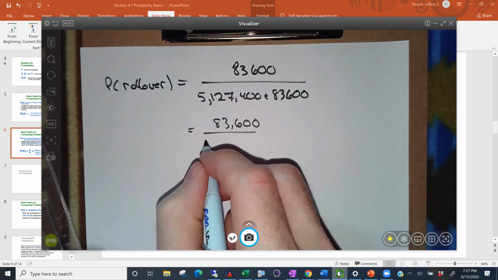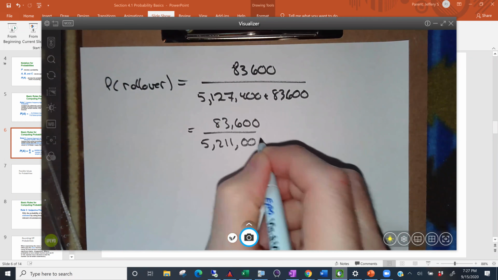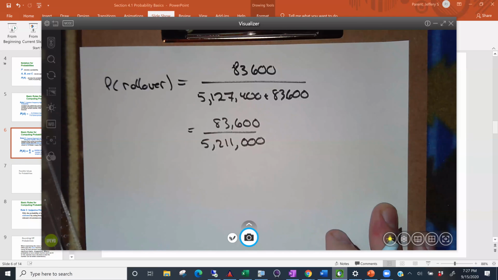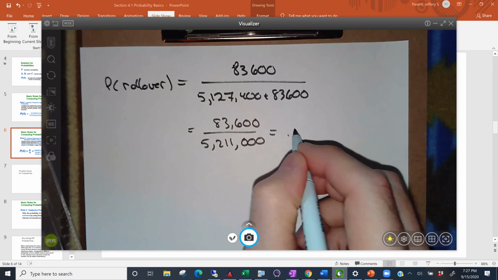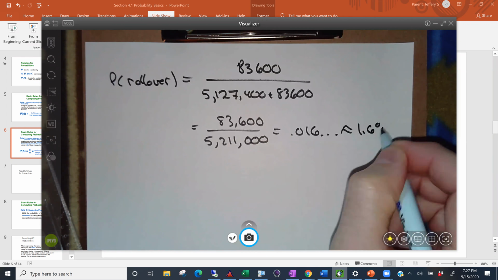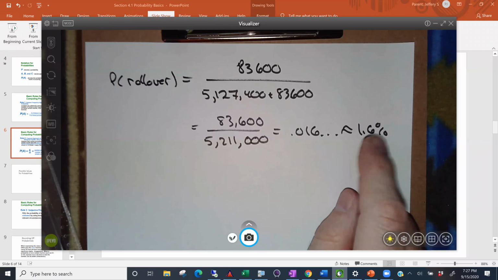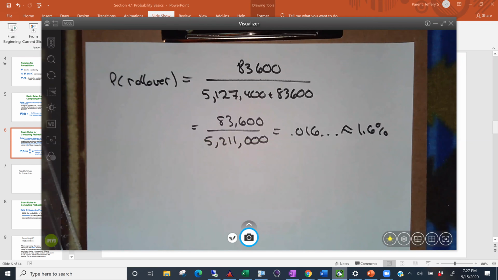So in this case, that's 83,600 divided by, let's see, if we add that, that's going to be 5,211,000, so 5.211 million. So that's 0.016, or about 1.6%. So quick question here. Is it very likely that you're going to experience a rollover if you're in a crash? No. It tends to be on the unusual side for that.